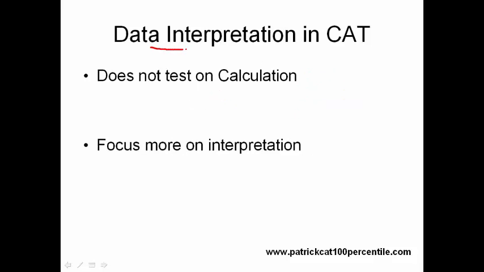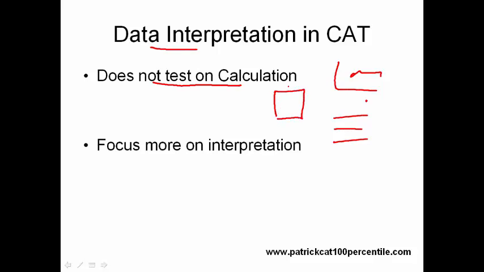Data interpretation is technically where you have graphs and charts and questions based on them. As far as CAT goes, it does not test you on calculation. As a matter of fact, in the CAT exam there is a calculator present, which you can use for calculation. What CAT checks in data interpretation is your ability to interpret the data given to you.